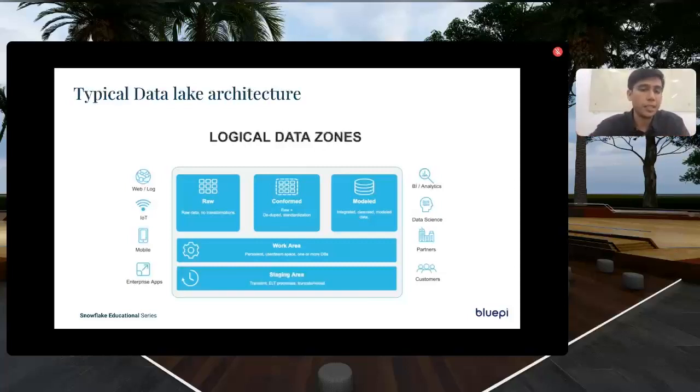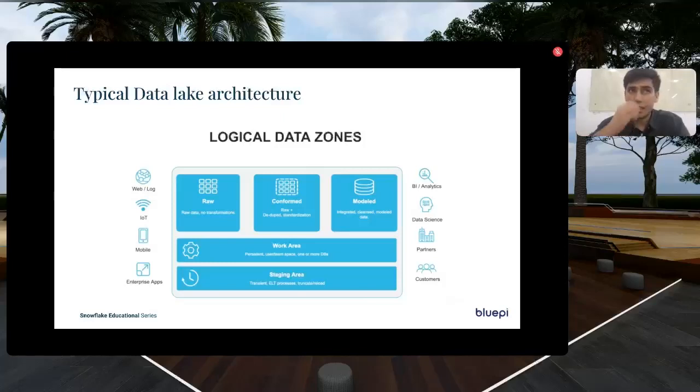And as you can see, there are three zones in this diagram: raw zone, conform zone, and model zone. But I would like to stress that it's not like we always have these three zones. Now, what are these zones? Data is passing from source to destination, right? So there's some bit of transformation, some bit of modeling, some bit of changing to the data so that the end users are able to perform their analytics easily over the data.